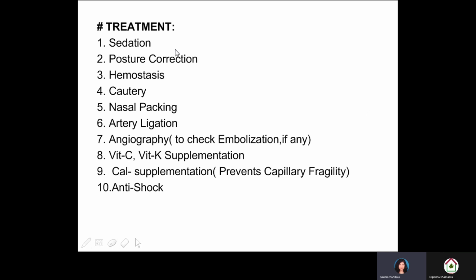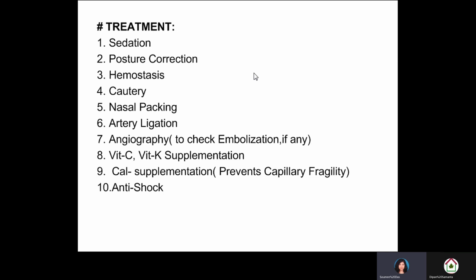Next is treatment. Number one is sedation. As I mentioned earlier, sedation sometimes is necessary for the healing of the patient or for the fast recovery of the patient. So complete rest by sedation, posture correction. If the patient is placed with the head held high, the chance of bleeding would reduce. Hemostasis. Hemostasis means stasis of the blood or stoppage of the blood. Next is cautery. Cautery is similar to electrocoagulation. Okay. Next is nasal packing.